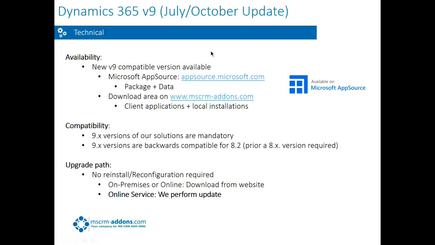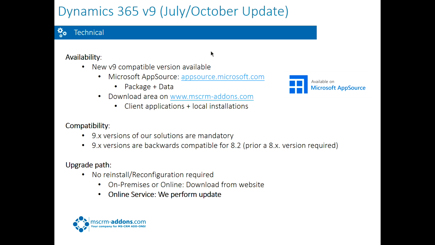Now let's talk a little bit about the technical aspect. Availability of our newest versions: the new version 9 compatible versions are available already. You can get those from the Microsoft AppSource. It's pretty simple to do. It automatically downloads the whole package and data and puts it on there. Then we have a quick start piece in there where you just click on it and it tells you exactly what you need to do to install it.